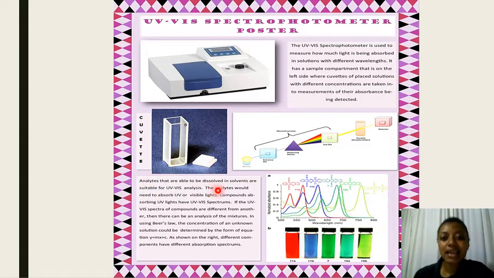So the analytes that are able to be dissolved in solvents are suitable for this type of analysis, and the analytes need to absorb UV or visible light. Compounds absorbing UV light have UV-visible spectra. If the UV-Vis spectra of compounds are different from one another, then mixtures can be analyzed. According to Beer's law, the concentration of a solution has a linear relationship with the absorbance by the solution.